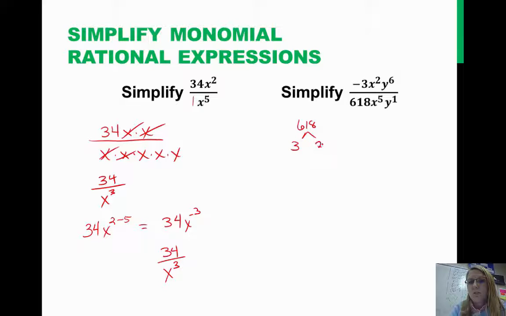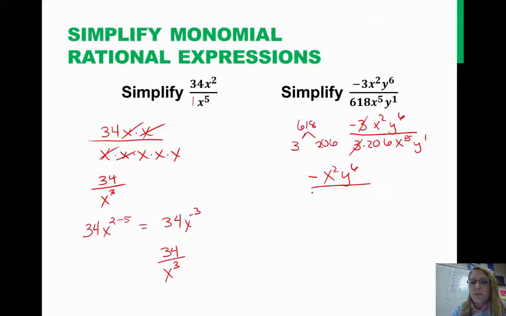3 goes into 6 twice, then 206. Okay, so I'm going to just write it like that. So it'll be negative 3 x squared y to the 6 over 3 times 206 x to the 5th y to the 1st. Well, 3 goes into both, so I'm going to cancel the 3, but I still have that negative on top. So now I have negative x squared y to the 6th over 206 x to the 5th y to the 1st. Now I can break it down like I did on the top part over on the left side, or I can subtract my exponents.